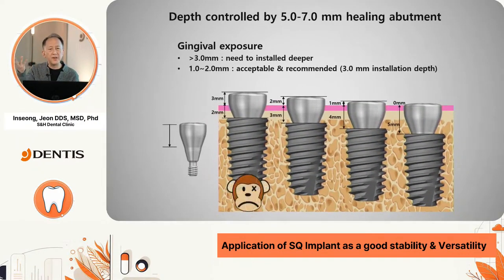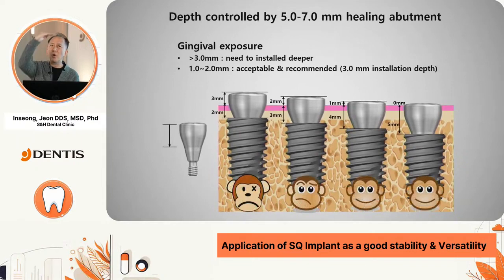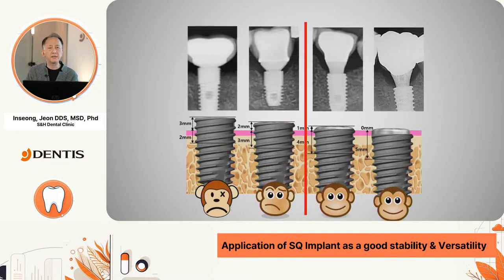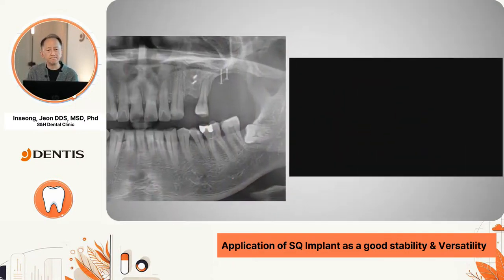So this is my very old concept: 1 millimeter deeper, 0.5 deeper. Nowadays, no more of that. 2 millimeter or much deeper is better here. So at least 2 millimeter deeper. Immediate placement, 4 millimeter deeper. Upper anterior, 5 millimeter deeper.